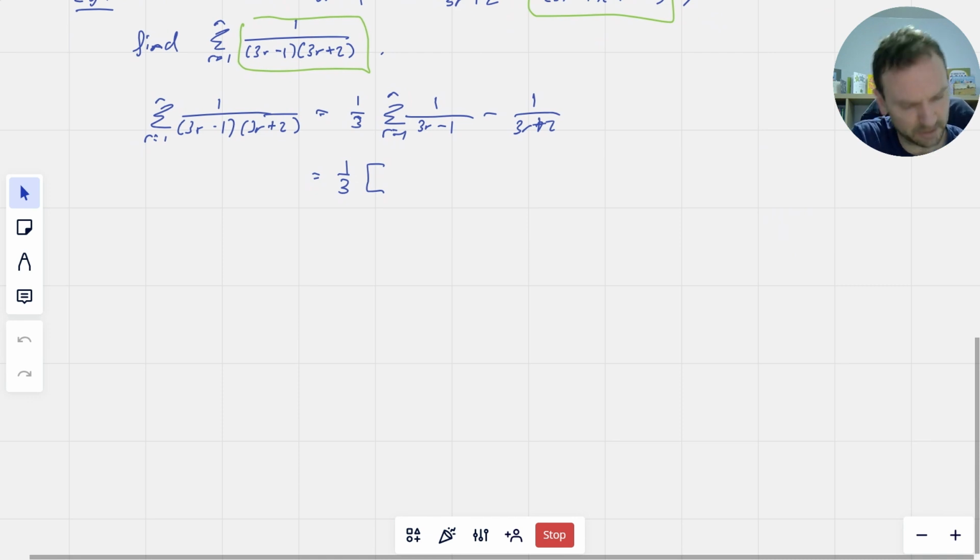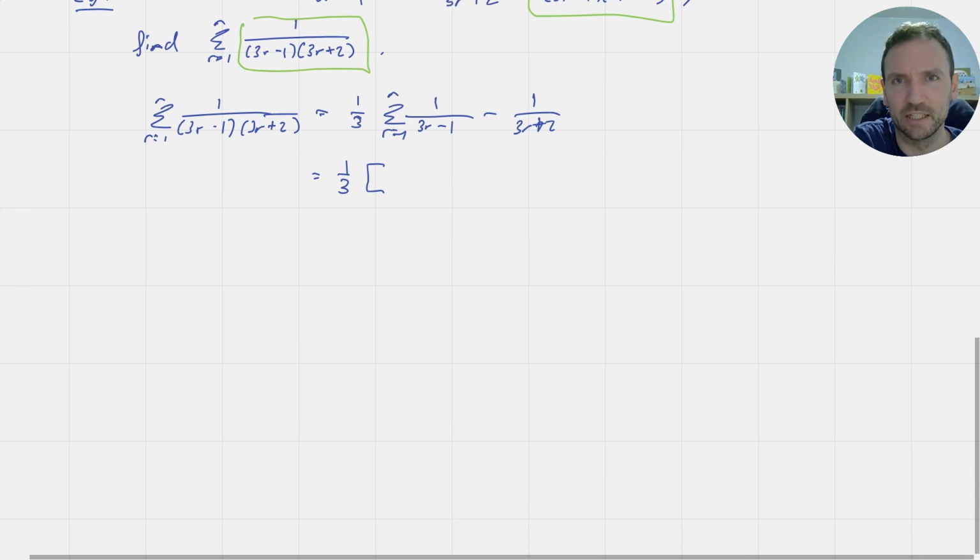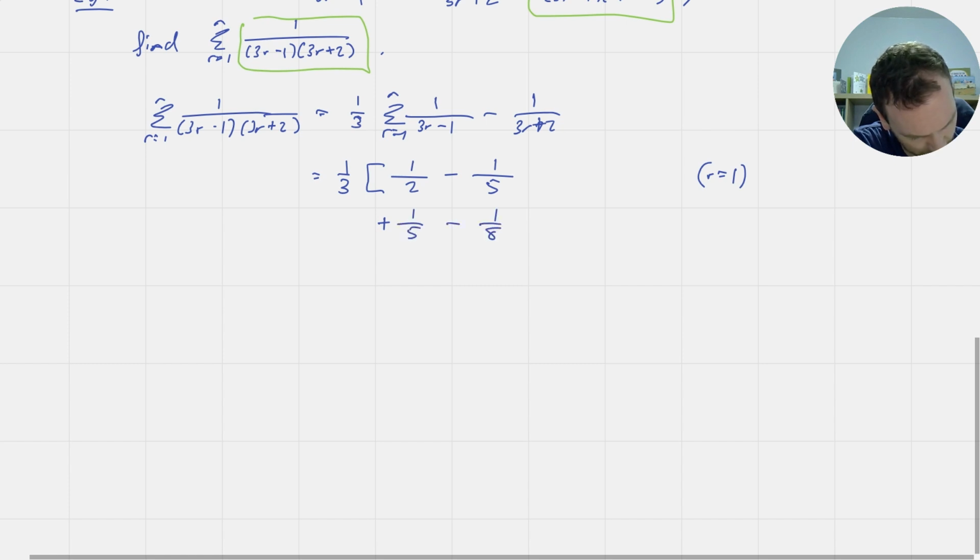Okay, so what happens when we sub in r equals 1 here? So 1 over 3r minus 1 is going to be 1 over 3 times 1 subtract 1, so 1 over 2. Subtract 1 over 3 times 1 plus 2, it's going to be 1 over 5. So that's what, you don't need to write this, I'm writing on the right hand side here, but that's what happens when we sub in r equals 1. We're then going to add what happens when we sub in r equals 2. If we do that, we should find we get 1/5 subtract 1/8.